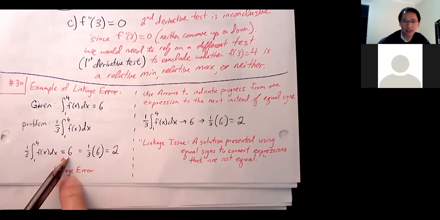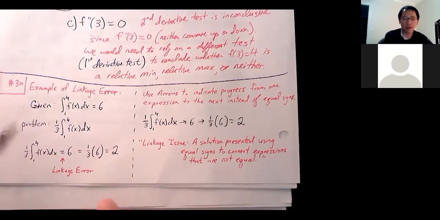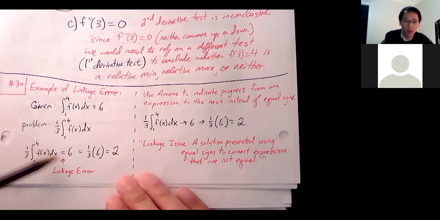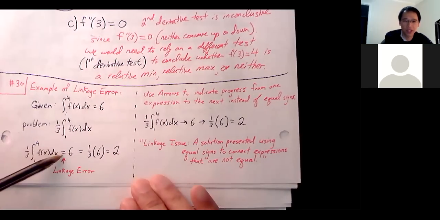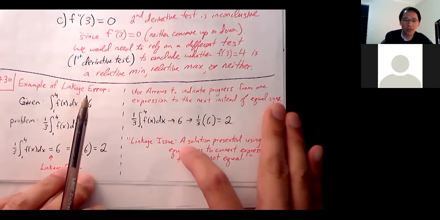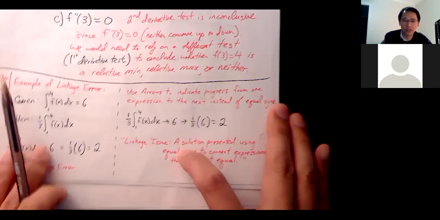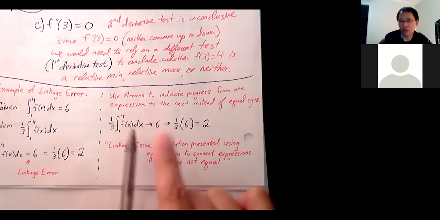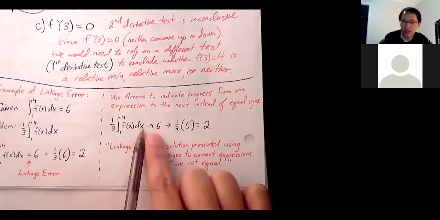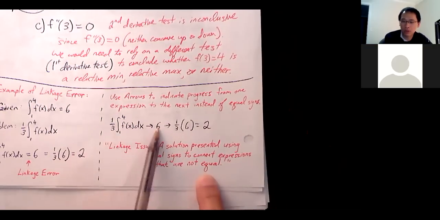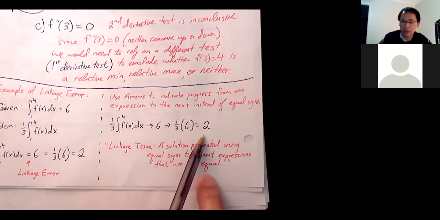And that's frustrating because I've graded AP exams where I had to take off a point because even though they did everything right, there's this equal sign that's causing an issue. So what you can do to avoid linkage error is use arrows. If you use arrows, then a lot of times you're just showing the grader, hey, I'm just moving this along. I'm not saying these are equal. I'm just going through my progression of steps.